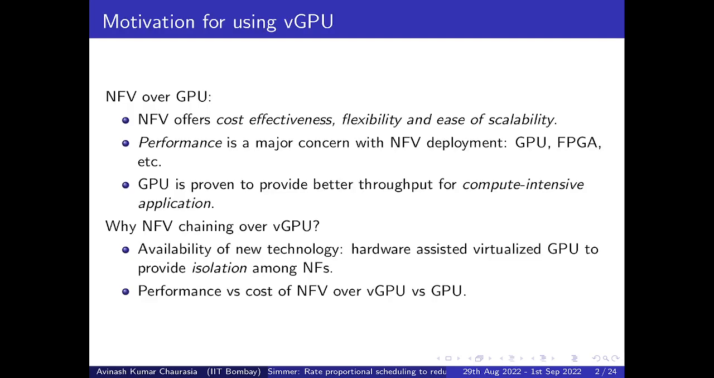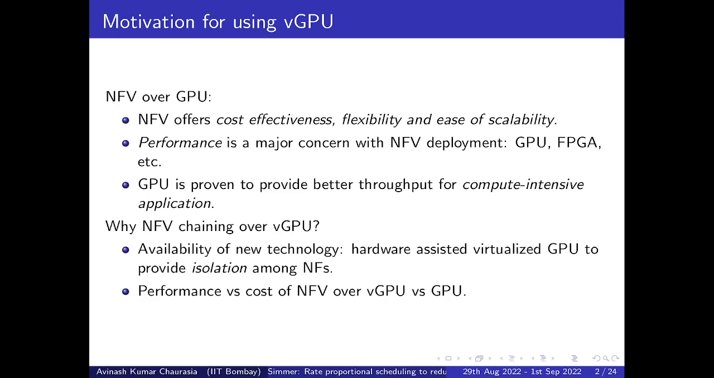Network function virtualization offers various advantages over traditional middle boxes built using ASICs. Few of the NFV advantages over ASICs include reduced capital or operational expenditure, flexibility of deployment, and ease of scalability. However, the performance of NFV deployment remains a major concern. The motivation behind the use of GPU for such virtual network function deployment or service function chain is its ability to provide higher throughput without increasing the hardware cost exponentially.